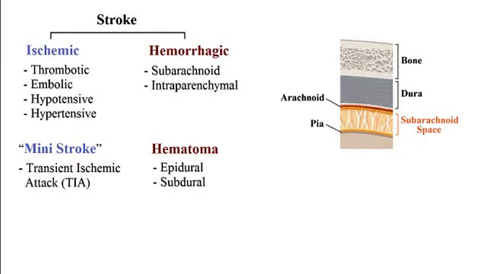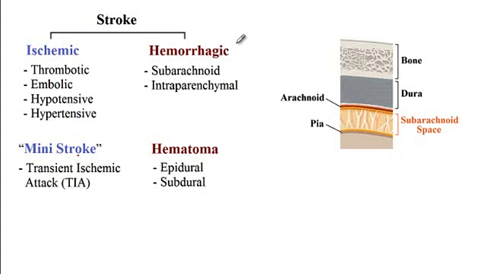There are two forms of strokes: ischemic strokes, which account for more than 80% of the cases of strokes, and hemorrhagic strokes, which account for less than 20% of the cases of strokes. In a separate video, I have discussed the ischemic stroke as well as the mini stroke, also known as transient ischemic attack, which lasts for less than 24 hours.